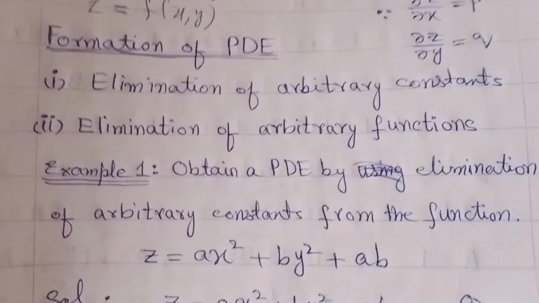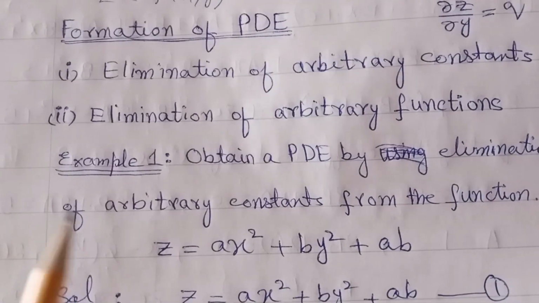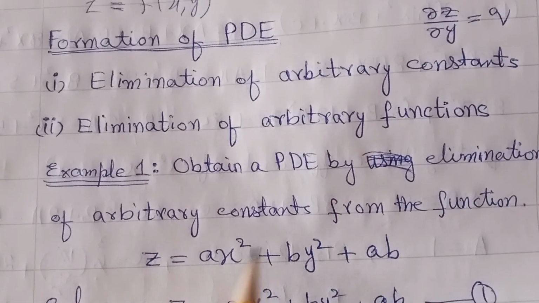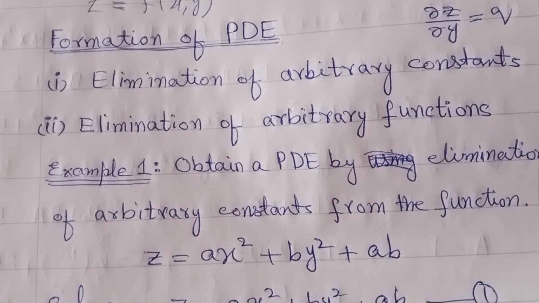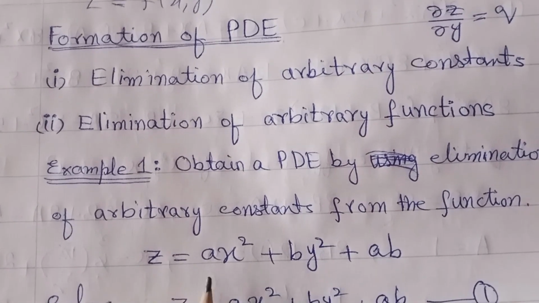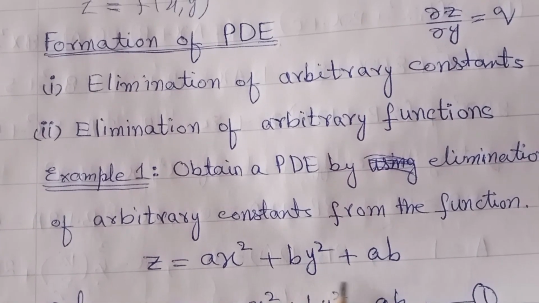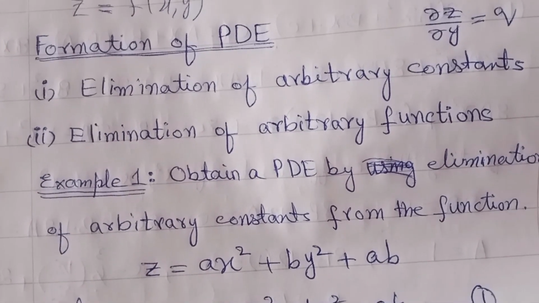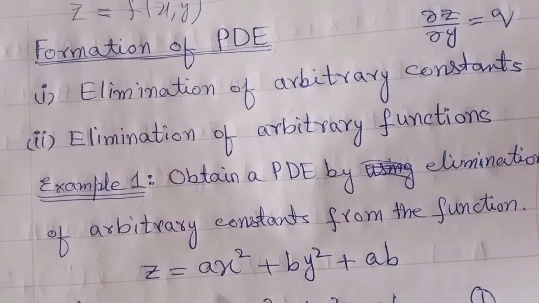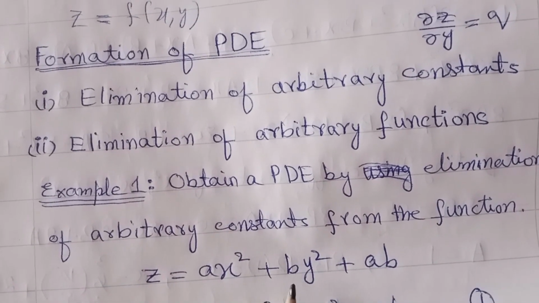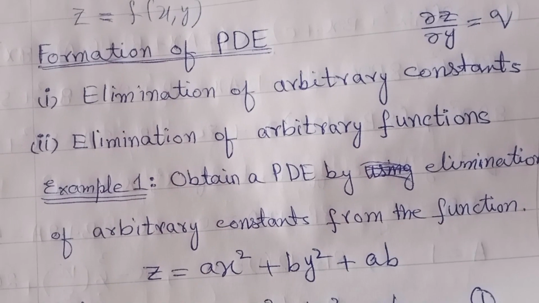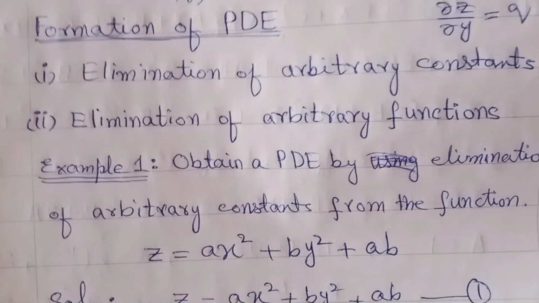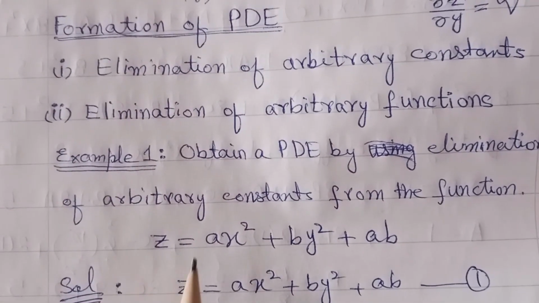So example number one is here. In example number one, we would like to obtain a partial differential equation by using elimination of arbitrary constants. For the following function, we have a function z, that is z equals a x square plus b y square plus a b. So here we have a function z consisting of two independent variables, which are x and y, and where a and b are arbitrary constants.